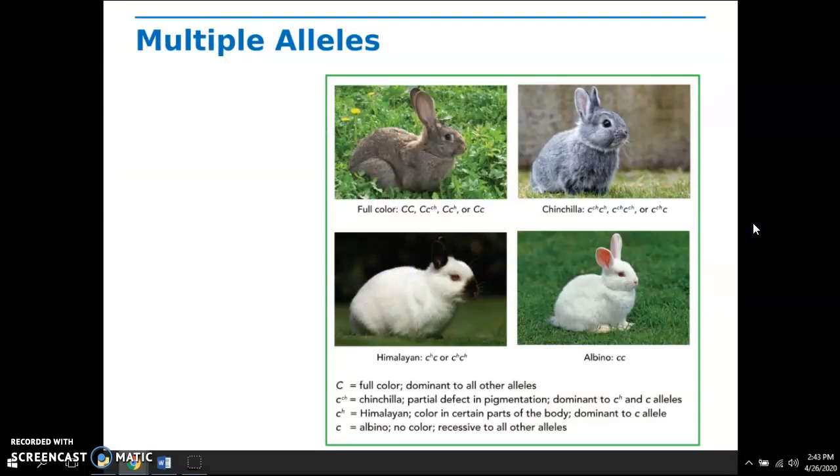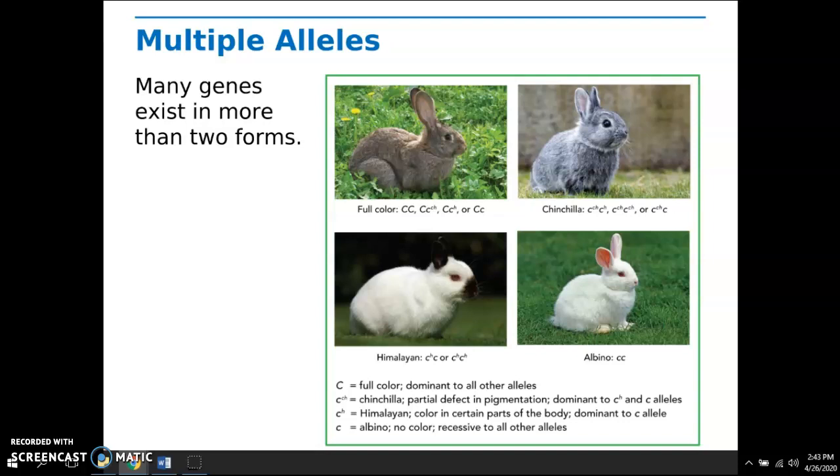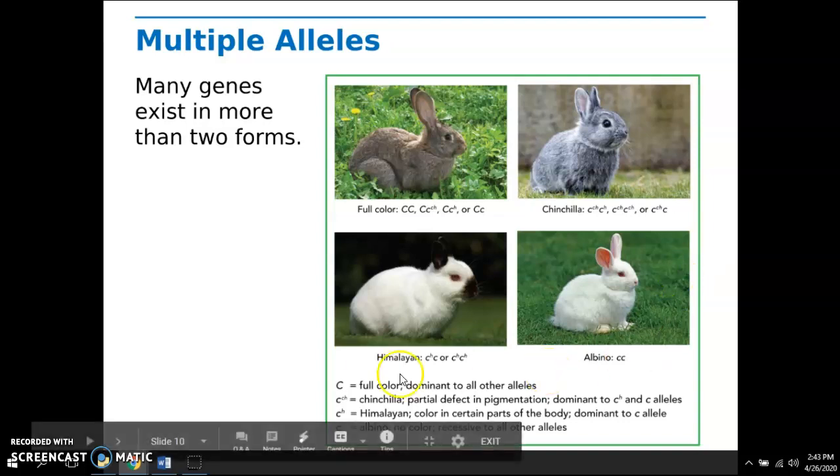So the first one we're going to talk about is multiple alleles. There are going to be situations where you will have many genes that exist in more than two forms. So instead of just having two alleles for something, you might have three, you might have four alleles. In this case, we have the bunny rabbit, and the bunny rabbit actually has four different alleles, and it kind of covered up that bottom one, so I'll show you in a second.